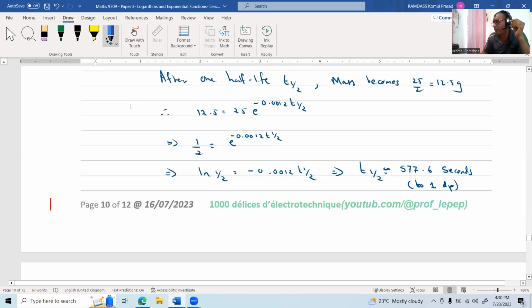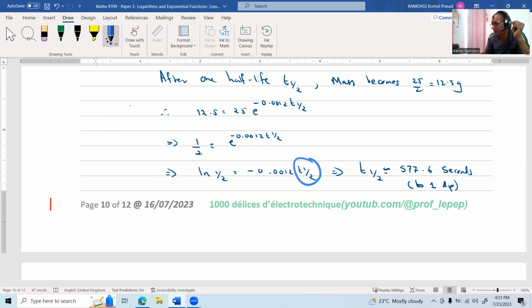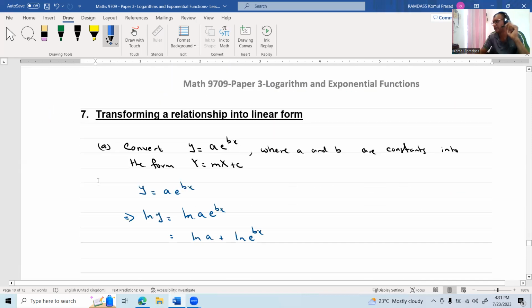Et là, on remplace M par 12.5 is equal to 25 e to the power of minus 0.012 t half. Et là, 12.5 divisé par 25 is a half. Et mo take ln on both sides. Et là, mo solve for t ou bien t half. T half is approximately equal to 577.6 seconds to one decimal place. Bon.